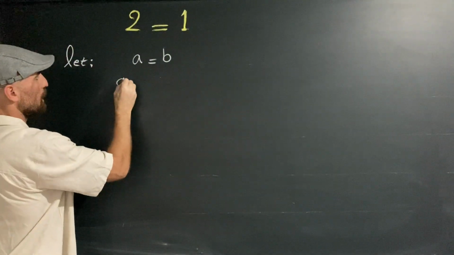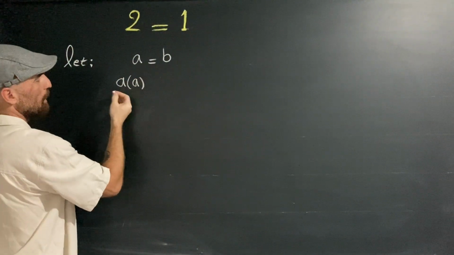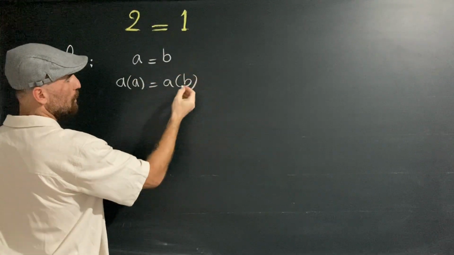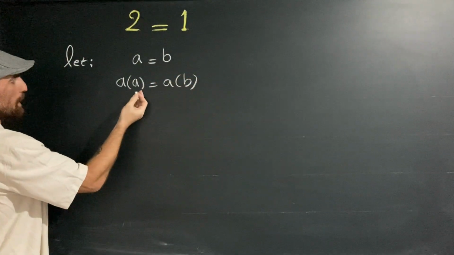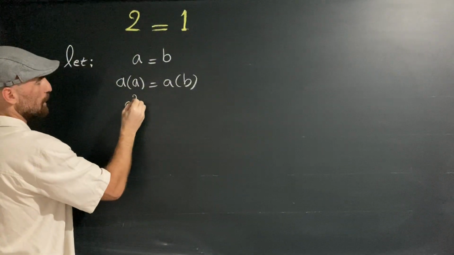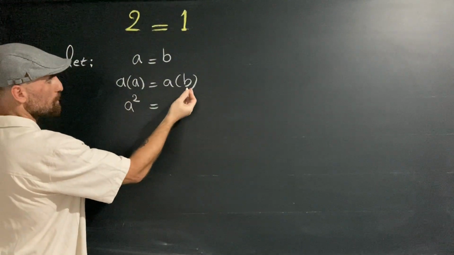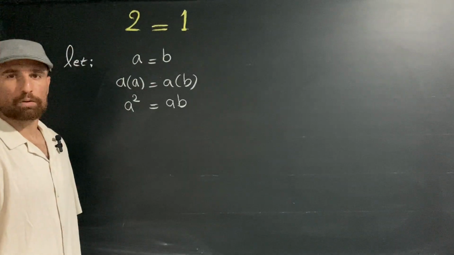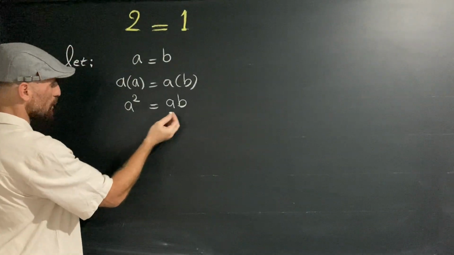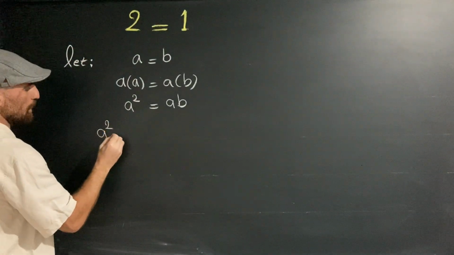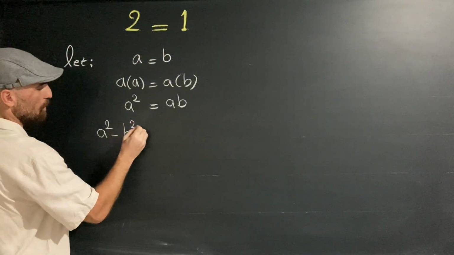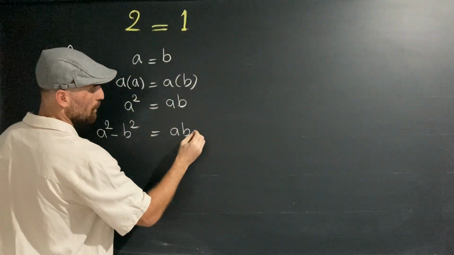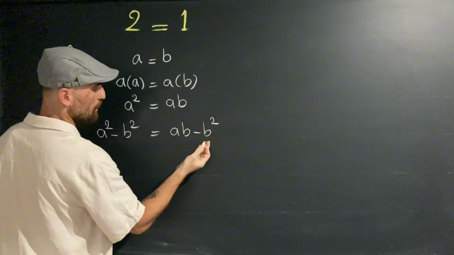It is going to be A times A on the left hand side equals A times B on the right hand side. A times A is going to be A squared, equals A times B, which is AB. Next, subtract B squared from both sides. It is going to be A squared minus B squared on the left hand side equals AB minus B squared on the right hand side.